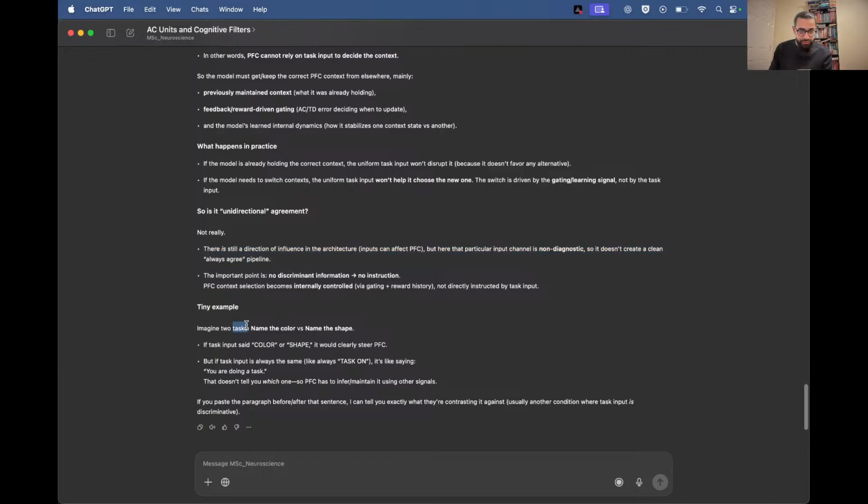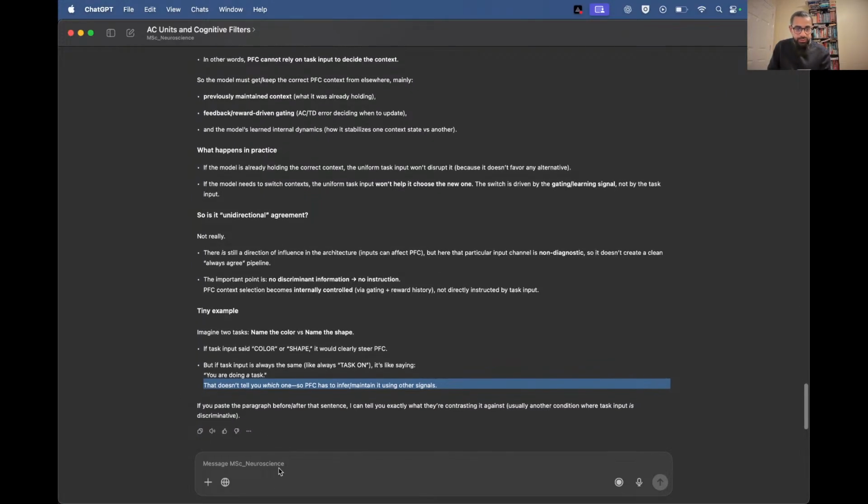Tiny example, imagine two tasks: name the color, name the shape. If task input is color or shape, it would clearly steer PFC. But if task input is always the same, like always task on, it's like saying you're doing a task. That doesn't tell you which one. So PFC has to infer and maintain it through other signals. Right, okay.